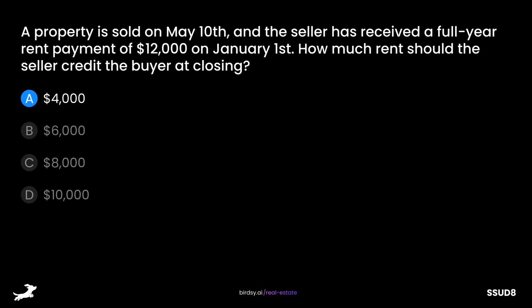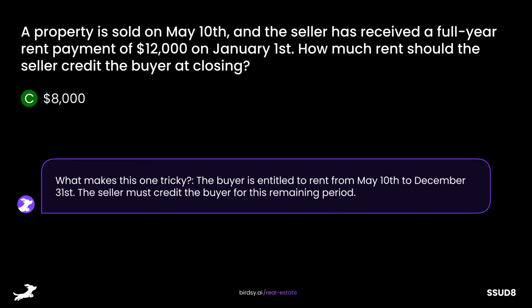Is it A, $4,000, B, $6,000, C, $8,000, or D, $10,000? The answer is C, $8,000. What makes this one tricky? The buyer is entitled to rent from May 10th to December 31st. The seller must credit the buyer for this remaining period.